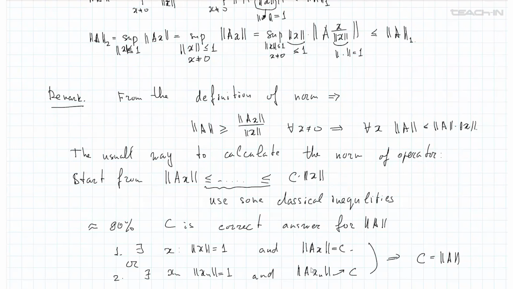So the calculation of the norm of an operator has usually two steps: estimation from above, and then the proof that this estimation can be realized. Either it is a maximum, or it is a real supremum. Is it clear?